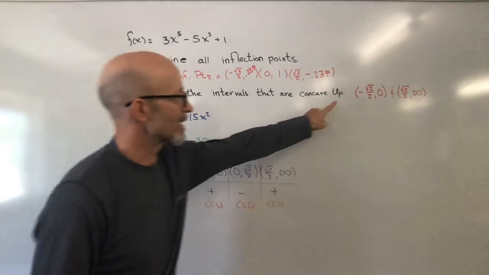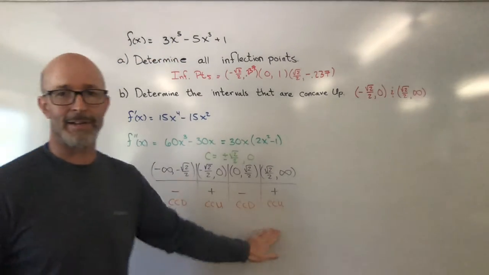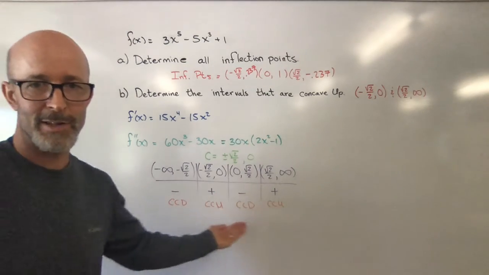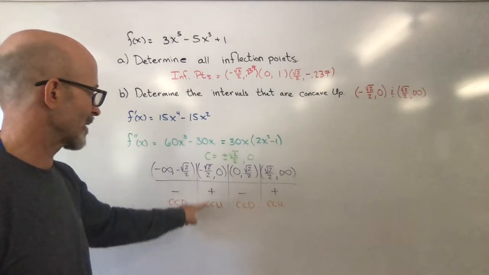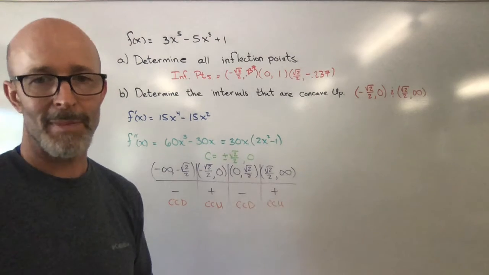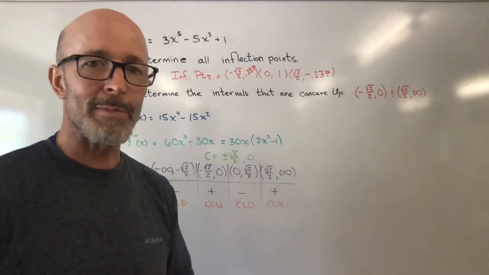And then finally, the intervals where it's concave up are already written down here. That's why I like doing the sign chart this way. The answers are already there for you. You can spot them as you go. Let's do one more example of this.